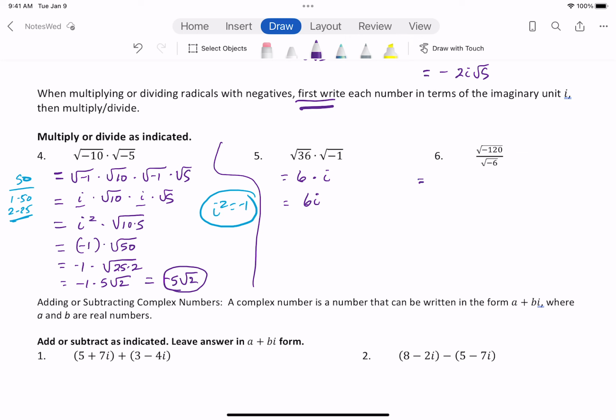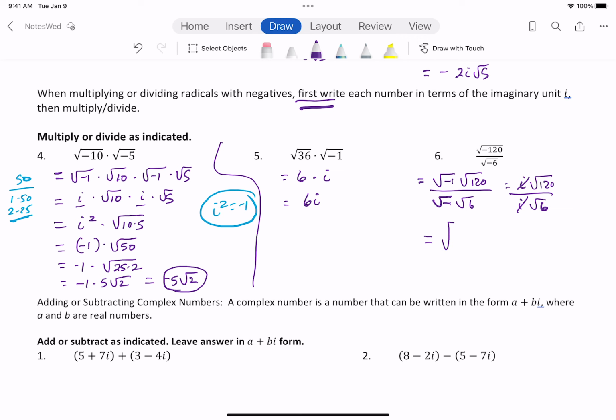For number 6, we're going to need to rewrite this one as well. And then, of course, this is going to be i over i times the square root of 120 over i times the square root of 6. Again, i works like any other variable. So if it is divided by itself, it cancels out, right? That's just 1.